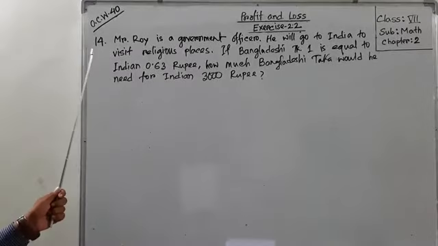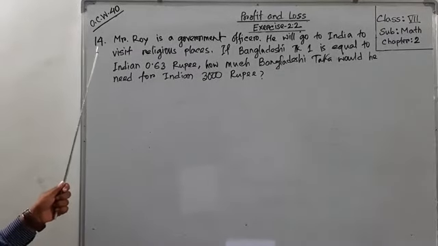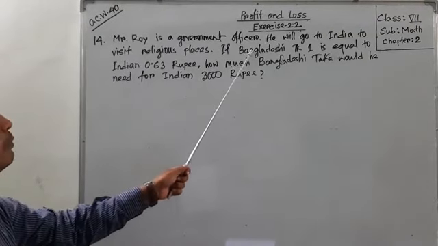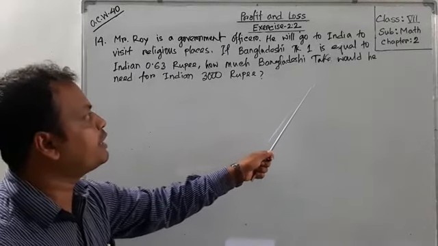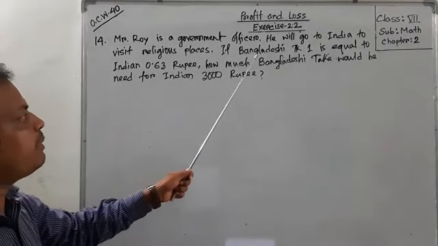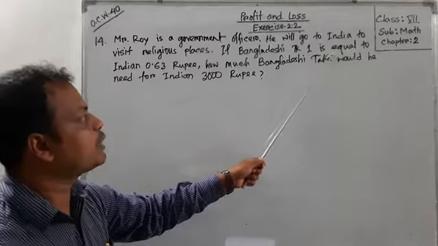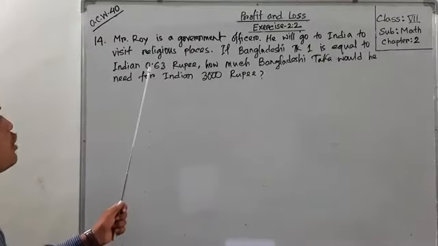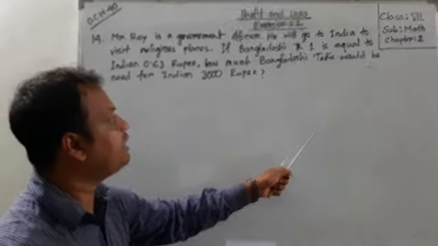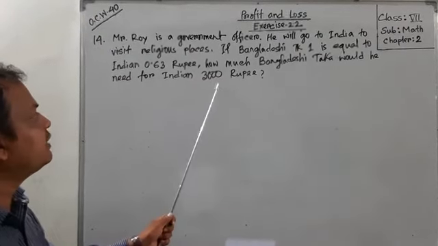My dear students, next question 14. Question number 14 is, Mr. Roy is a government officer. He will go to India to visit religious places. If Bangladeshi taka 1 is equal to Indian 0.63 rupee, how much Bangladeshi taka would he need for Indian 3000 rupee?